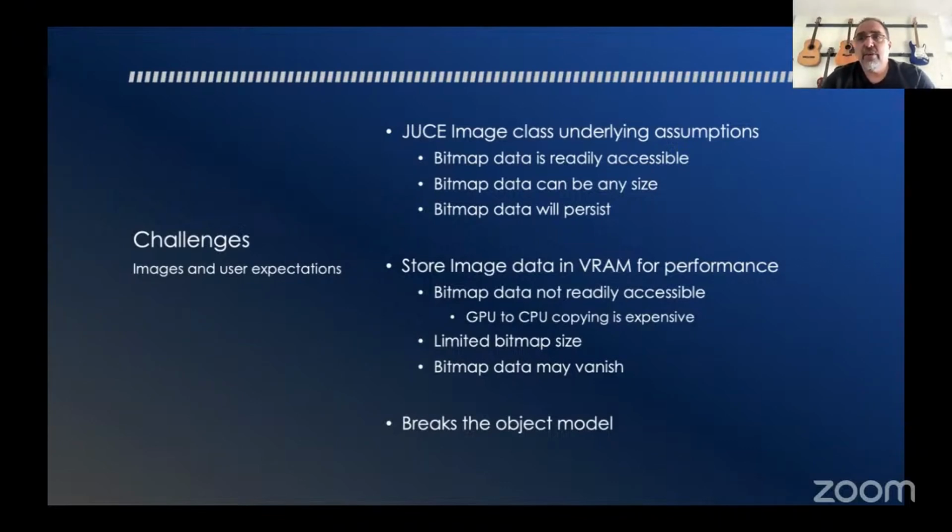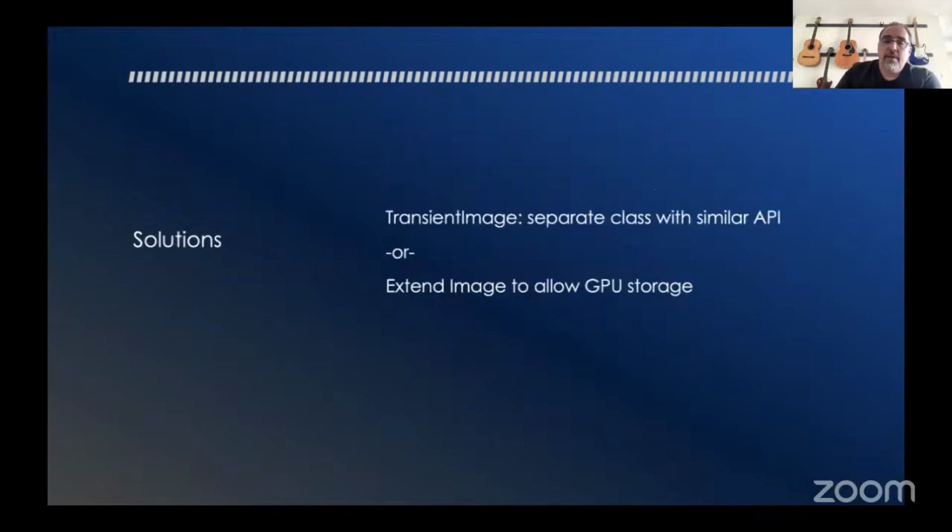And so, there's been some traffic on the forum recently, people talking about this stuff they've run into, and fundamentally what I've concluded is that it breaks the object model. We've run into the circle ellipse problem. So I think the solutions are to either come up with a new class, like a transient image class, which would be a separate class with a similar API to image, or extend the image to allow GPU storage. And if you're a JUCE user and you've been concerned about this, this is in process right now, and I think it'll be resolved soon. I'd be happy to talk about that more.